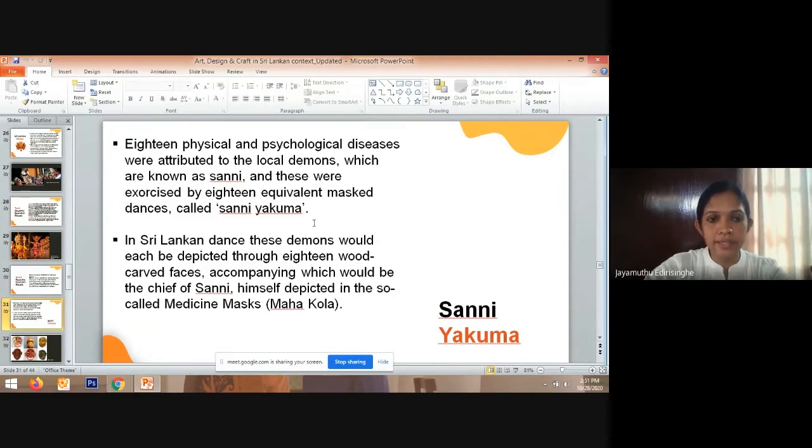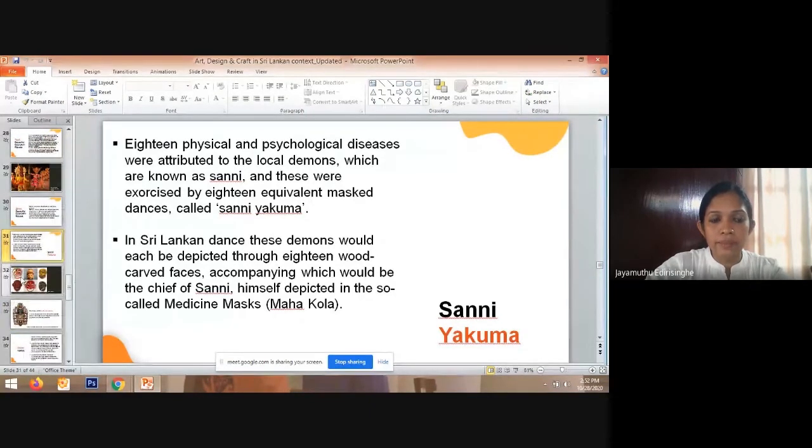And again, we call it Sanni Yakuma also. We call those Yakas, the devil people, and Sanni Yakuma is actually this Sanni mask performance, having 18 different diseases depicted in those. And out of these, the main one, there is one big mask called the Mahakola mask. I'll show that as well.